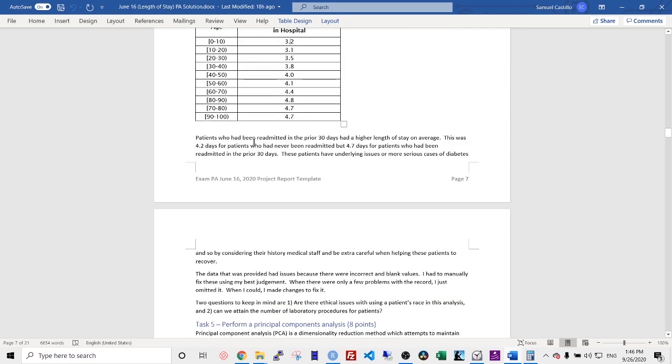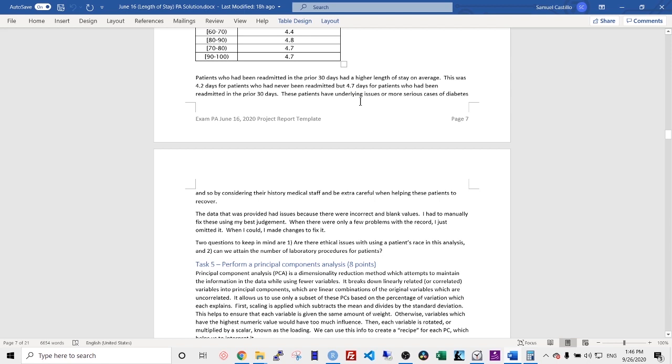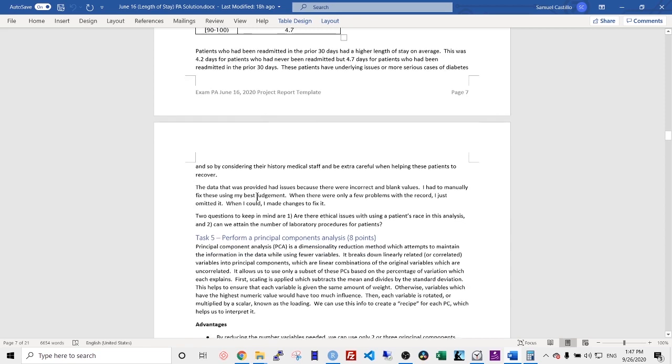Patients who had been readmitted in the prior 30 days had a higher length of stay on average. This was 4.2 days for patients who had never been readmitted, but 4.7 days for patients who had been readmitted in the prior 30 days. These patients may have underlying issues or more serious cases of diabetes, and so by considering their history, medical staff can be extra careful when helping these patients to recover.